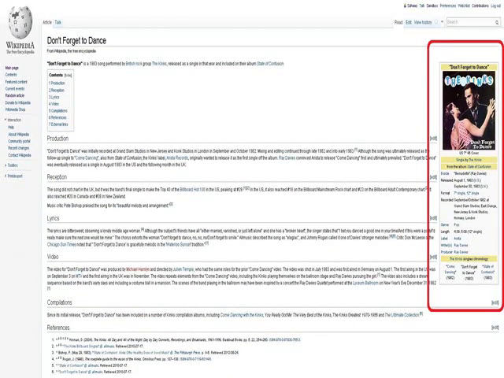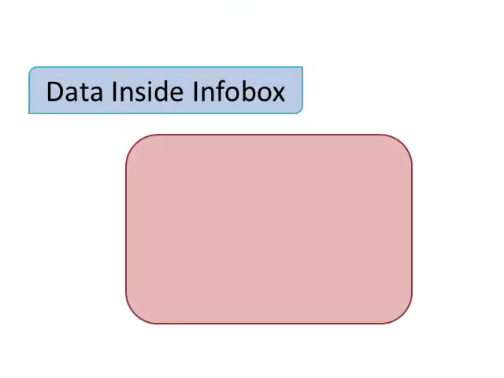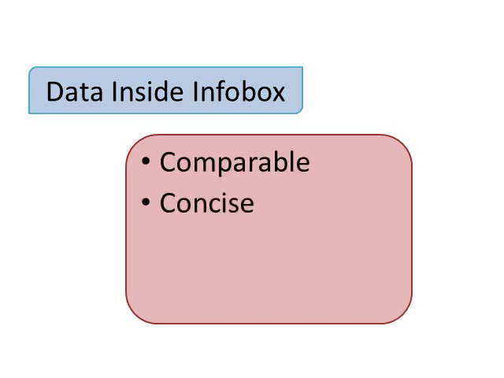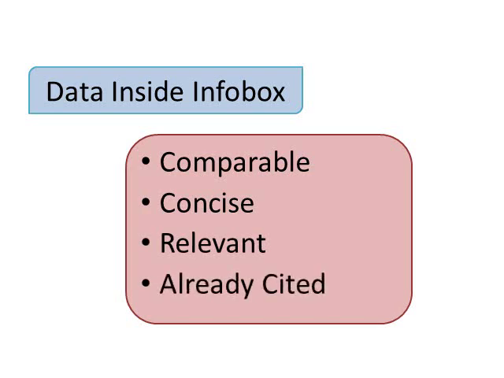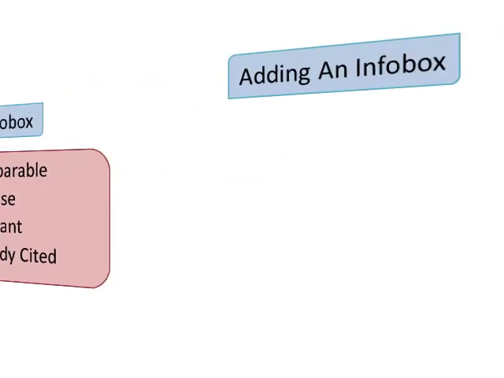An infobox is a table designed to be added to the top right-hand corner of articles to present a summary of the article and sometimes to improve navigation to other interrelated articles. Infoboxes should contain data that is comparable to other like articles, concise, relevant to the article, and it must be already cited within the article.